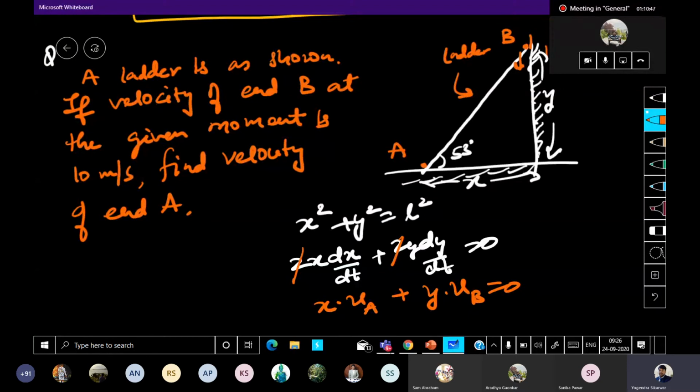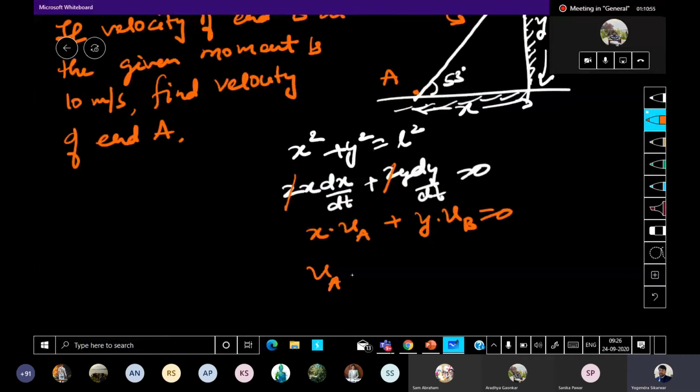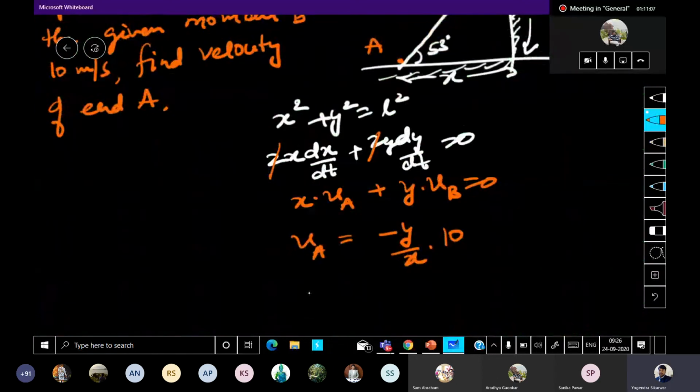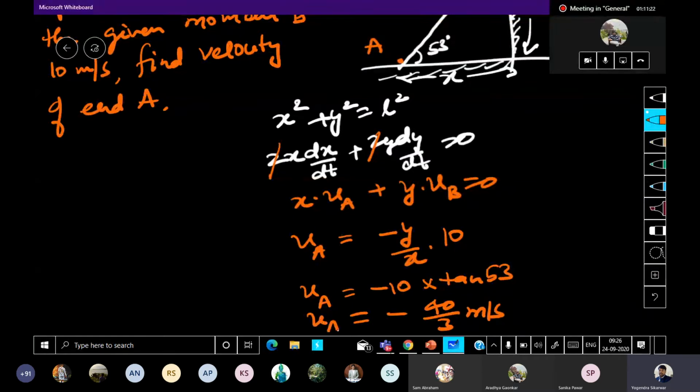Now VB is given how much? 10 meters per second. So VA is equal to minus y by x into 10, because VB is 10. Now y by x is tan 53. So VA is equal to minus 10 into tan 53, and tan 53 is nothing but 4 by 3. So minus of 40 by 3 meters per second.